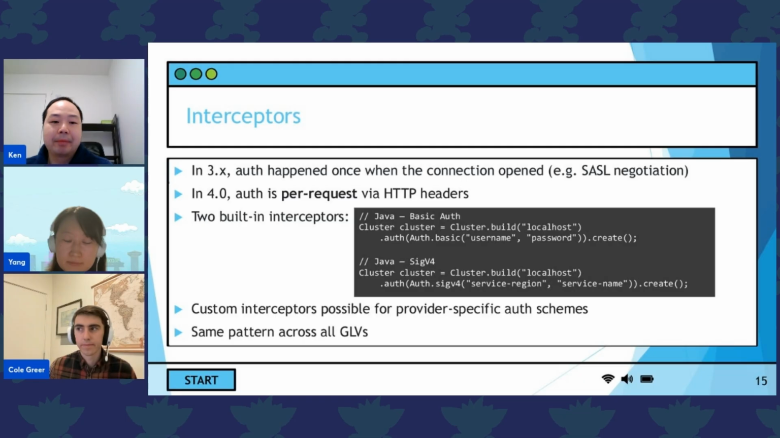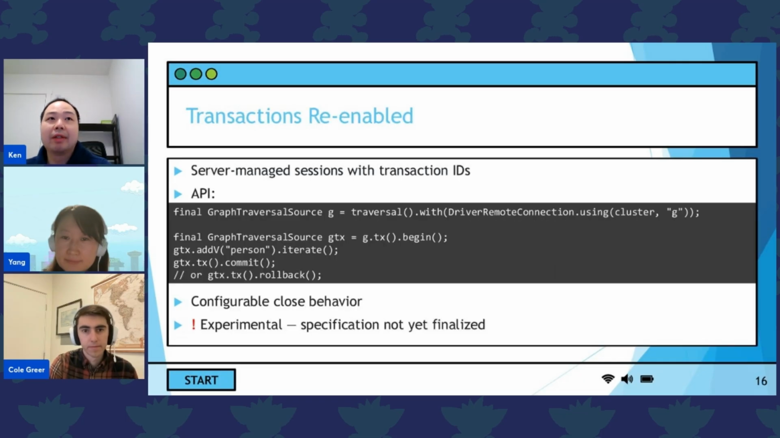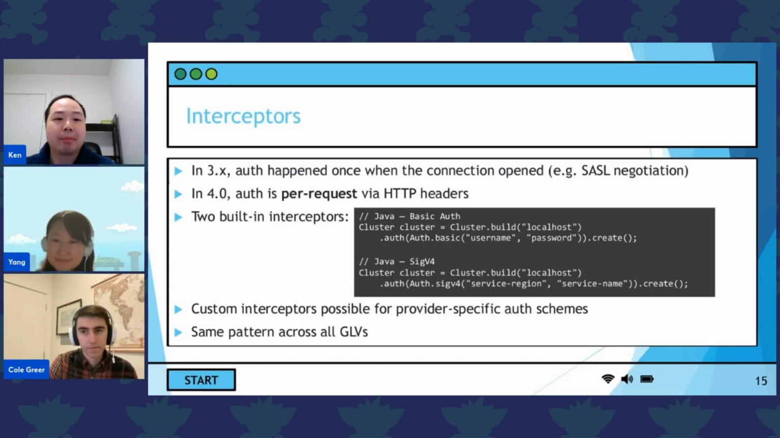One of the specifics, the API for the interceptors, is going to be slightly different per GLV. It's still a work in progress, but the concept is the same in all of them. And as I mentioned earlier, .NET, Go, and JavaScript have now adopted these changes in beta 2. So all of the TinkerPop supported GLVs now have support for it.